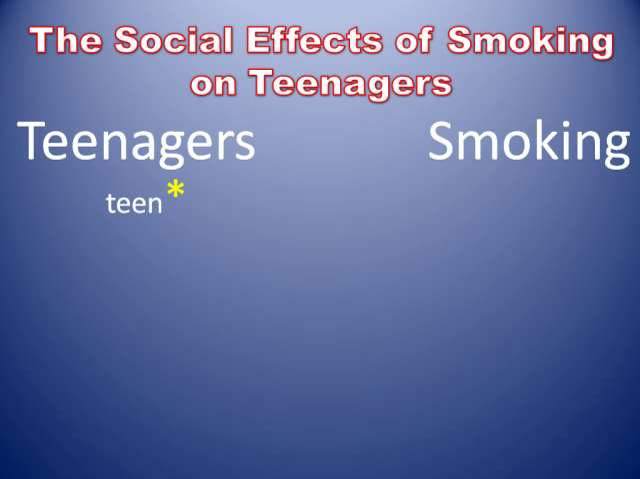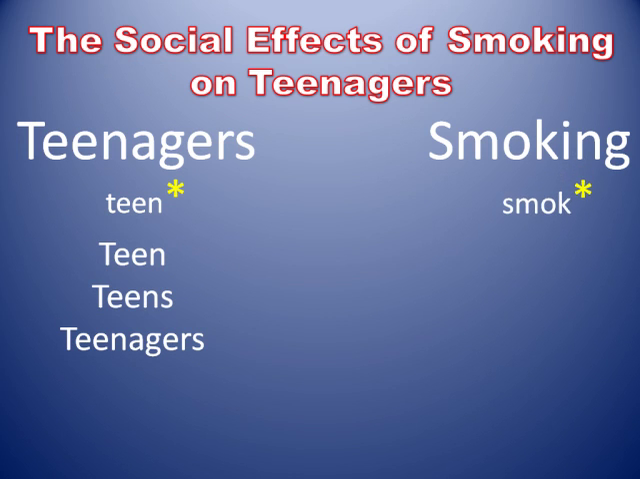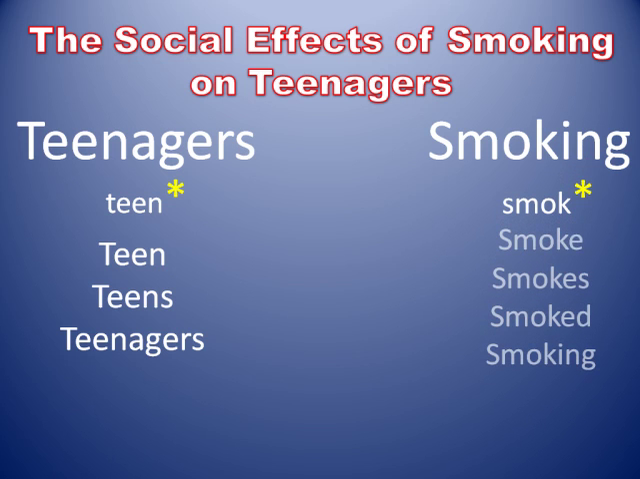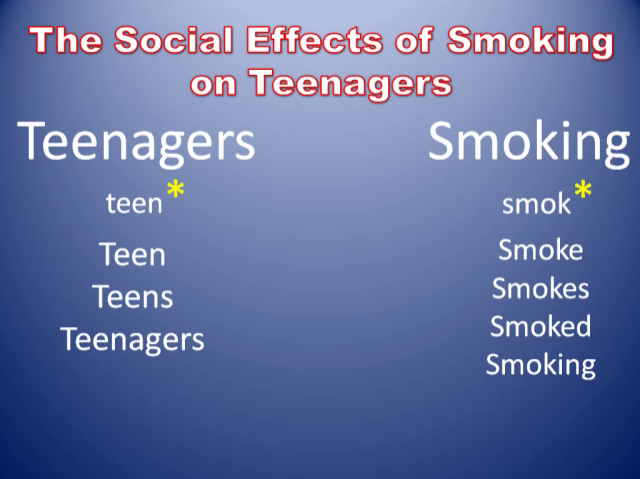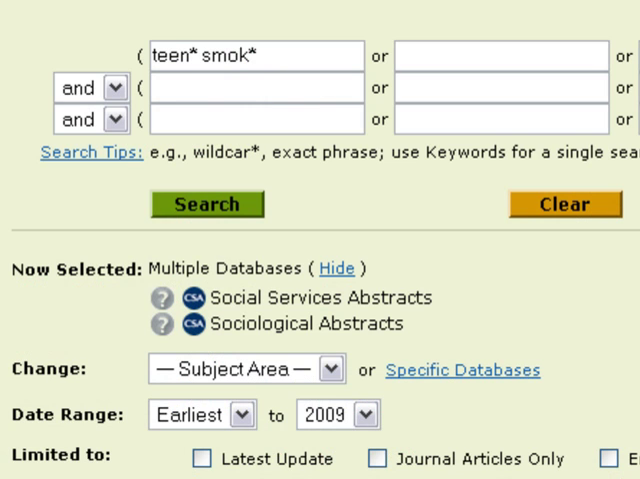Place an asterisk next to T-E-E-N, so the database will know to search for any word that begins with teen. Similarly, place an asterisk next to S-M-O-K, so the database will search for smoke, smokes, smoked, and smoking. Use the Boolean operator AND, so the database will know to search for items with all of the words.